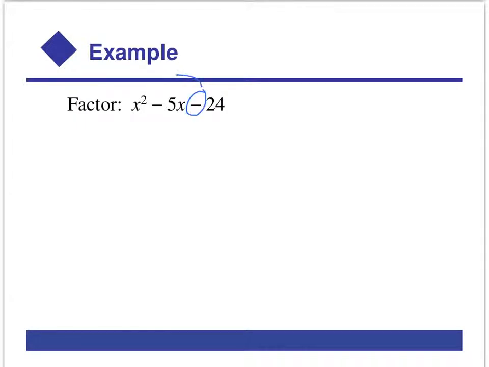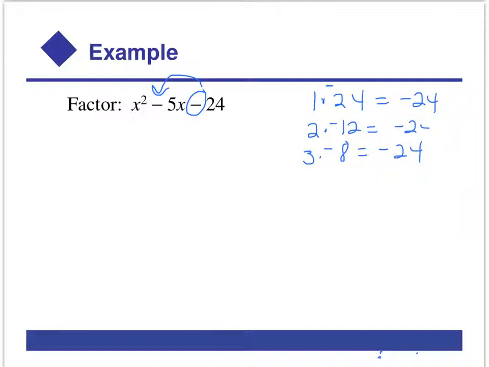So we're going to look here. This is negative. So I'm going to go over here, and I know my larger number has to be negative. So factors of negative 24. So 1 times 24, and remember the larger one's negative, so it's going to be 1 times a negative 24. Gives me a negative 24. 2 times a negative 12 gives me a negative 24. 3 times a negative 8 gives me a negative 24. And then 4 times a negative 6 gives me a negative 24. And then it starts back over.